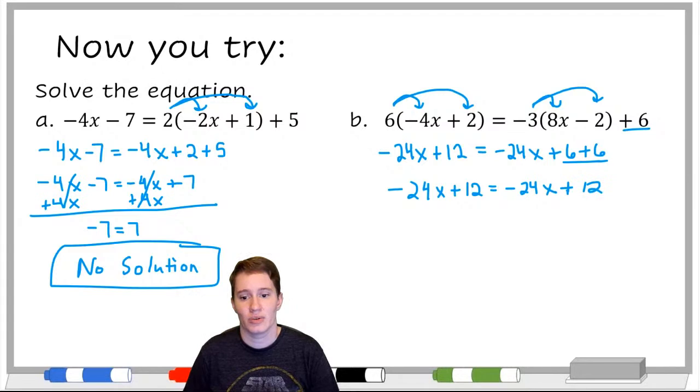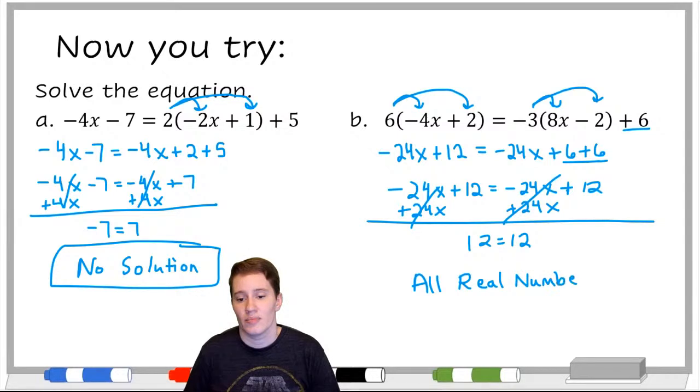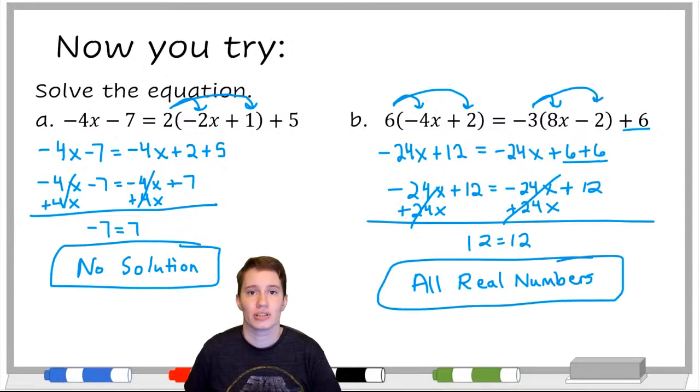This may be the point where you go, I think I know the answer. Or it may be that you go a step further and add 24x to both sides. Either way is fine. So we get 12 equals 12, which is all real numbers. I am hoping that this seems pretty straightforward, pretty easy, because in some ways you get to stop the problem earlier, right?